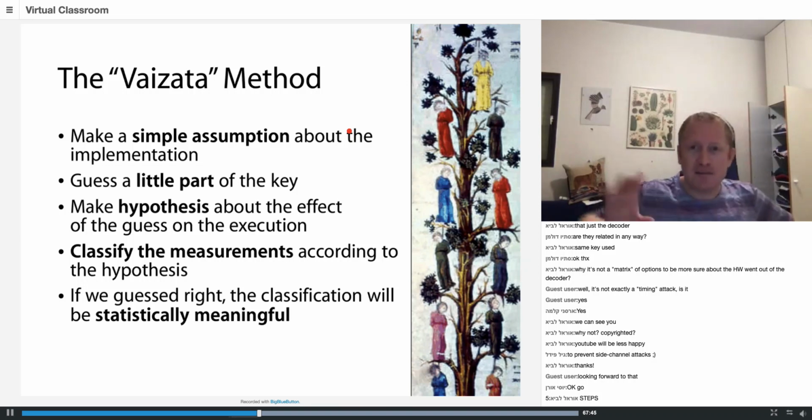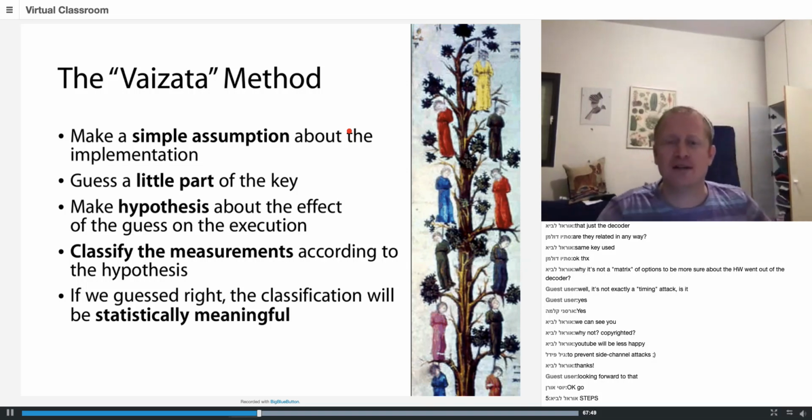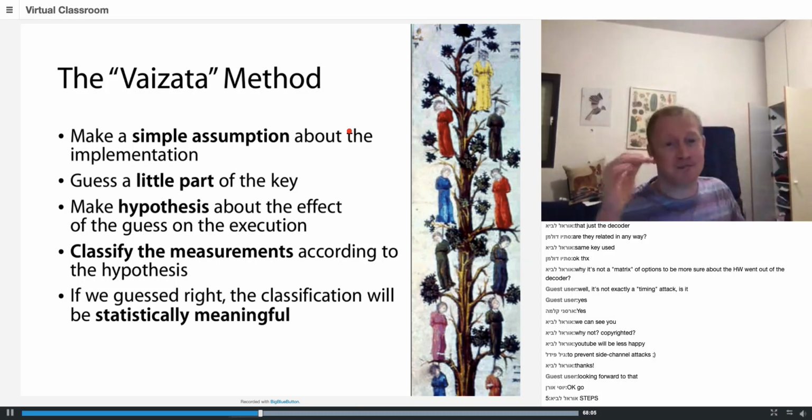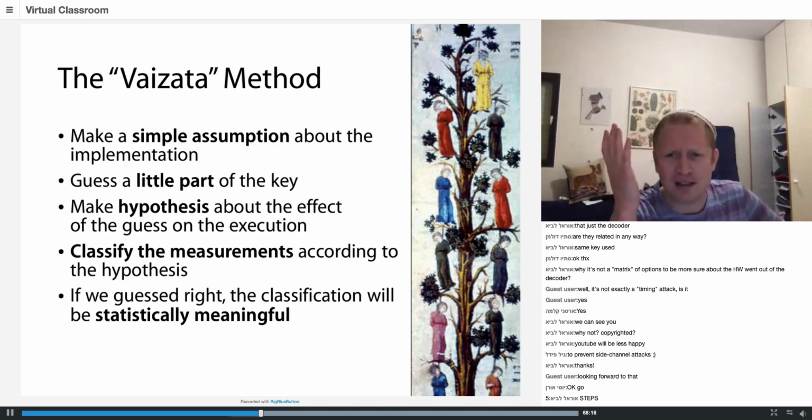Yeah, so the Vaizata method, it's a statistic method which gets the secret out of the device using statistics. And what are the 5 steps? Is the 5 steps a meme that I don't know? Should I Google it later? Okay, maybe. So the first thing I need to do is make some assumption on the device under test. And this isn't incredibly complicated reverse engineering.